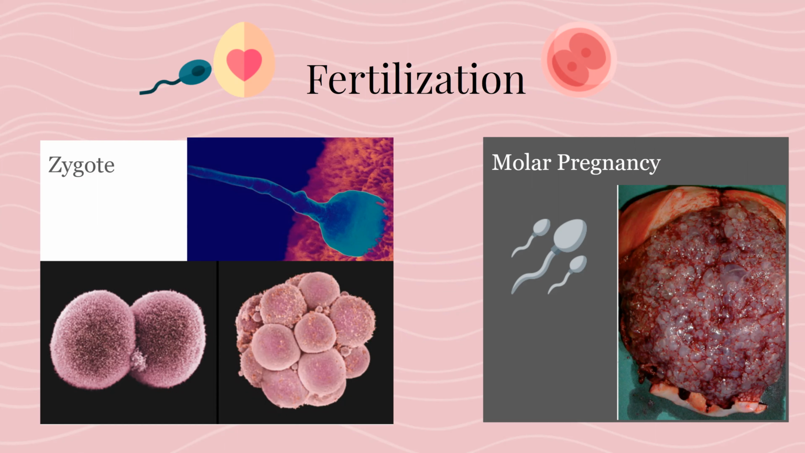So what does this look like? Instead of the genetic material of the oocyte and the sperm combining, maybe there were 2 sperms, or maybe there were even 3 sperms and no genetic material from the oocyte. And so these grow very quickly. The way that we catch these is because mom's uterus grows and expands beyond what we would normally expect it to expand. And so it happens very quickly.